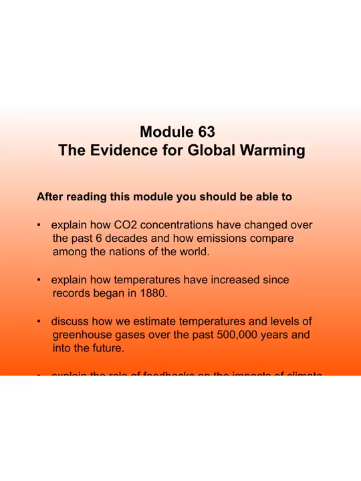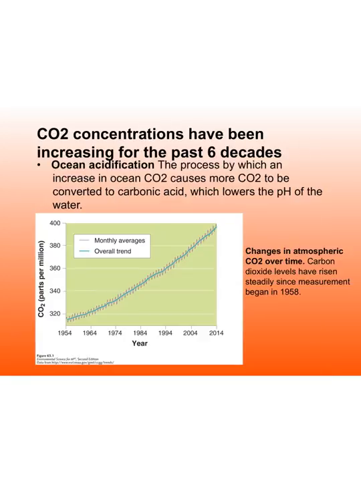They're going to look at how the temperatures have increased since 1880, and they're going to look at the records of that specifically. And we're going to discuss how we estimate temperatures and levels of greenhouse gases over the past 500,000 years and into the future, right? We're also going to look at how climate change kind of works with feedback loops, right, both positive and negative. All right, CO2 concentrations have been increasing for the past 6 decades according to our data.